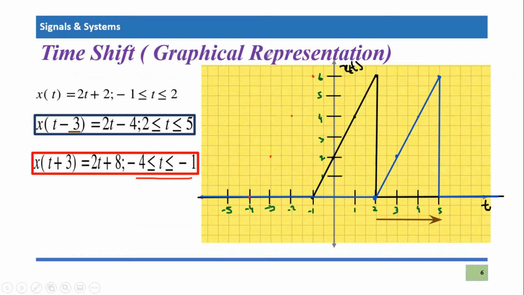So if I'm going to connect these red points just to draw this signal, the signal will look like this. Let me connect it again. The signal will look like this. And we know that signal is defined in between -4 and -1. So before -4, signal will be 0. Similarly, after -1, signal will be 0. So there is a sharp cutoff at this point.